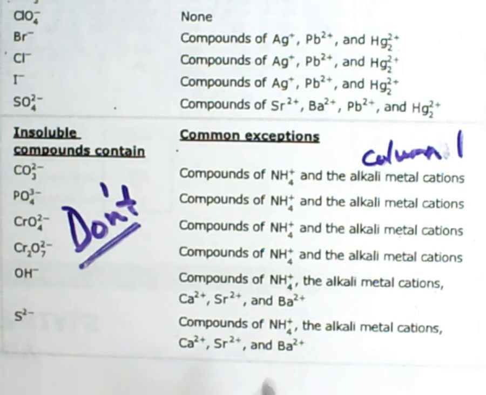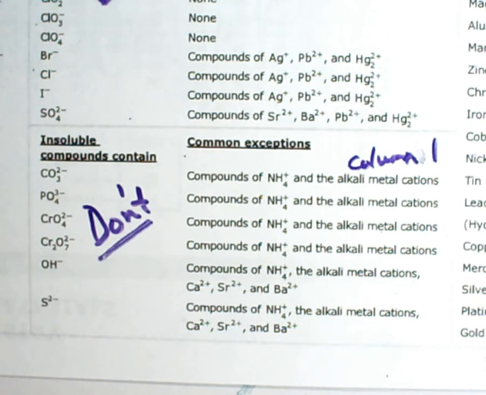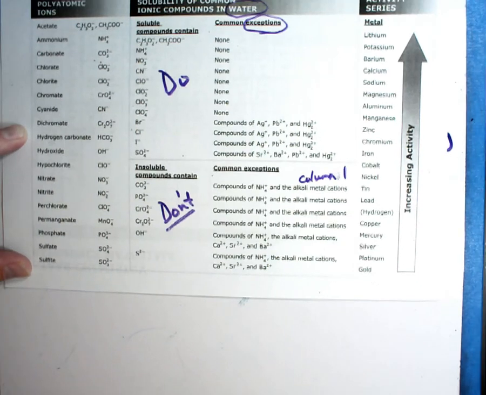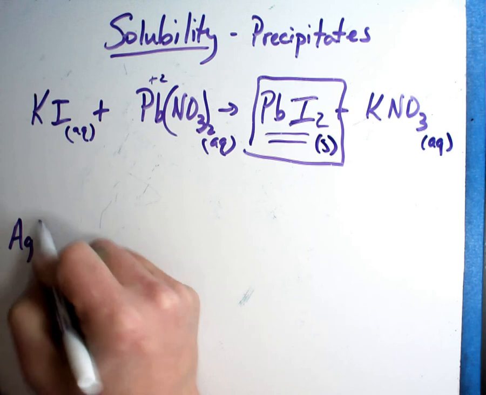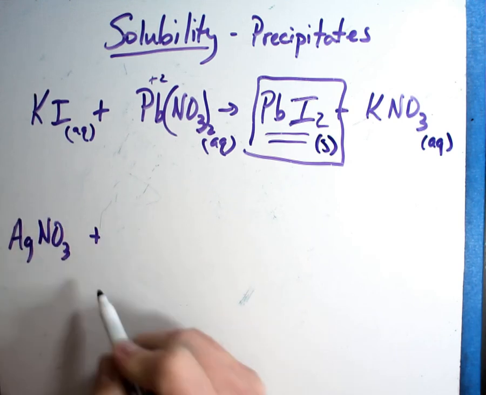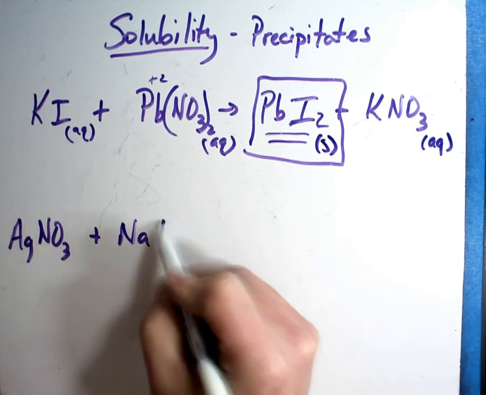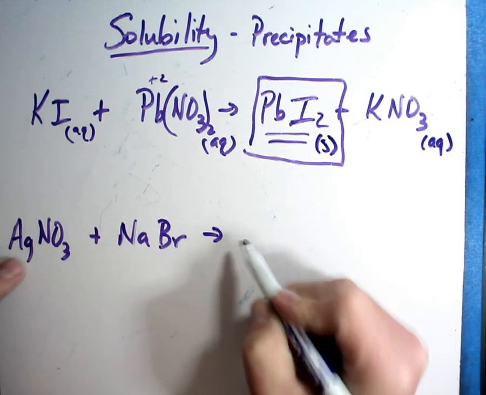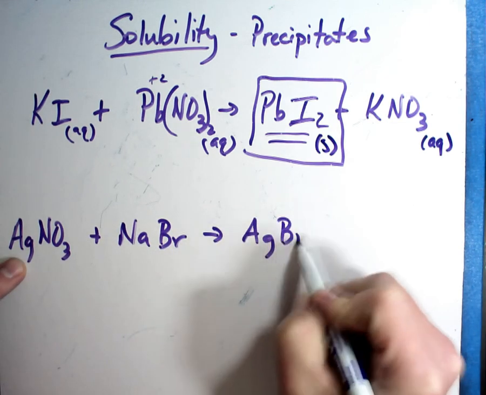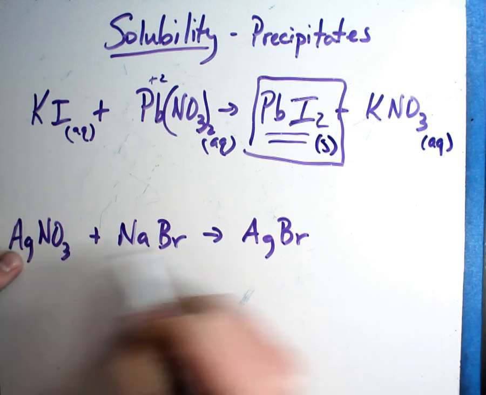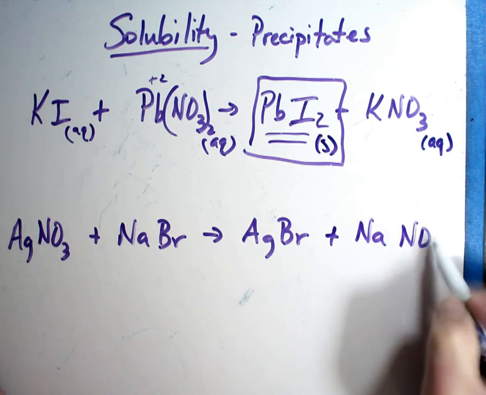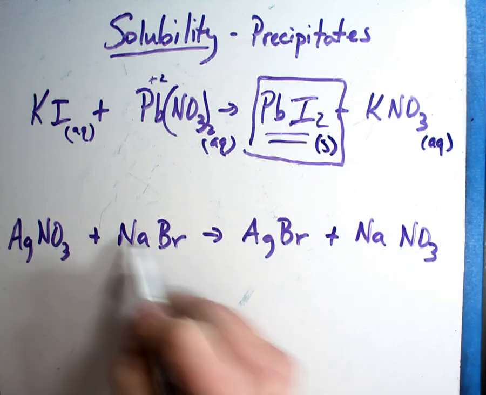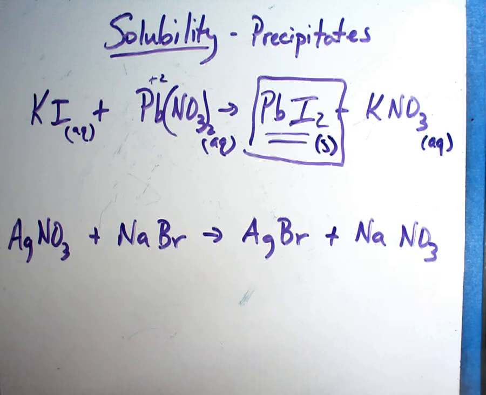Okay, so you have to learn how to follow the chart. These all don't, and here are the exceptions that do. So let's look at a reaction and let's see what happens. Okay, so let's say we had one like this: AgNO3 plus NaBr. Double replacement reaction, so Ag is going to be with Br. So boy, girl, that boy with that girl, and then this boy, Na, with NO3. Plus 1, minus 1, plus 1, minus 1, plus 1, minus 1, plus 1, minus 1. Okay, there it all is.